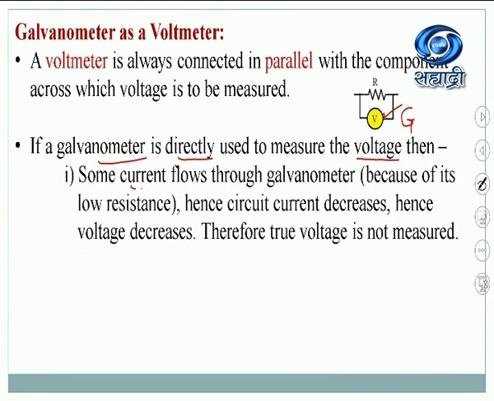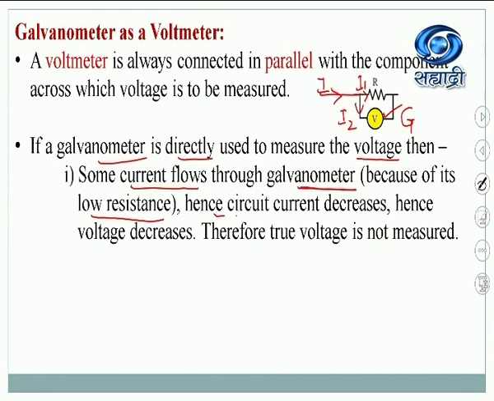Then some current flows through the galvanometer. Definitely, suppose this is the current I in the circuit. So partially some current will flow through this resistance, say I1. Some current will also flow through this galvanometer, say this is I2. So some current will flow through the galvanometer because of its low resistance. Remember, galvanometer has a low resistance. So some current will flow through it.